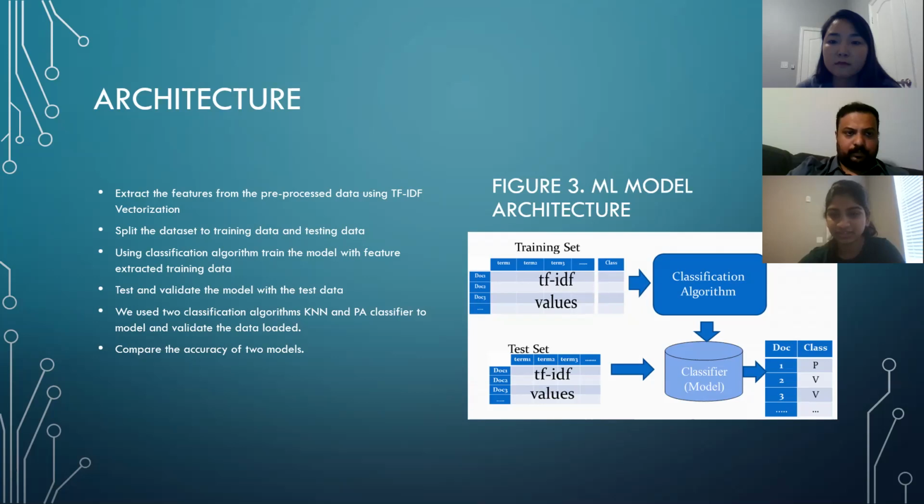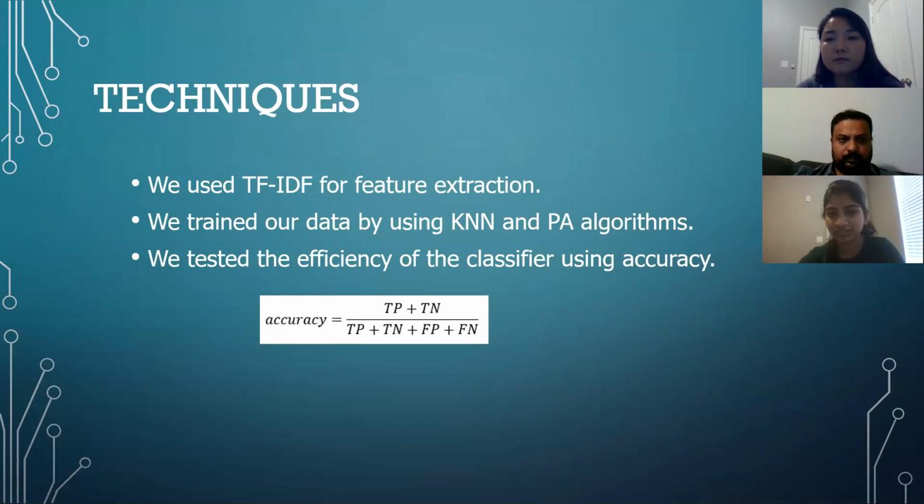The trained model needs to be tested and evaluated for accuracy on data other than the data it was trained on. So after training, we calculate the accuracy and compare the accuracy of the two models, KNN and PA, to select the best classifier for building our model according to its accuracy while predicting on the test data. We verified the accuracy of our two models using a confusion matrix. Next, our friend Joris will explain the techniques we used in our model.